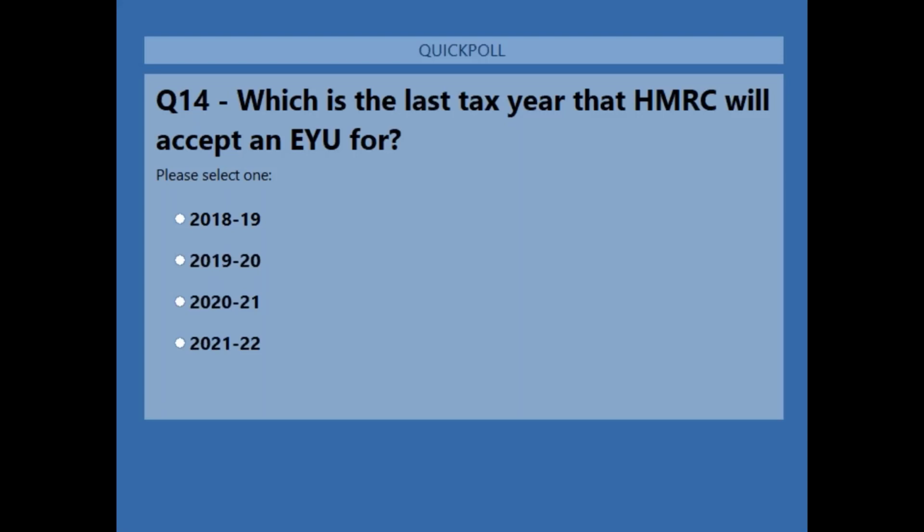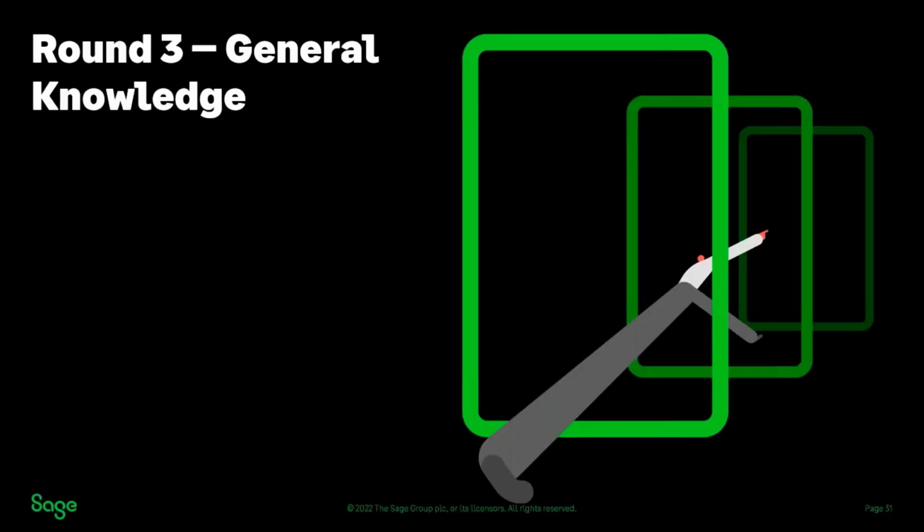Which is the last tax year that HMRC will accept for an EYU, or an earlier year update, for? Was it 2018-2019? Was it the 2019-2020 tax year? Was it the 2020-2021? Or was it the most recent one, 21-22? Okay, and time is up for that question now. So we'll move on now to question number 15, and our final question of today's session.